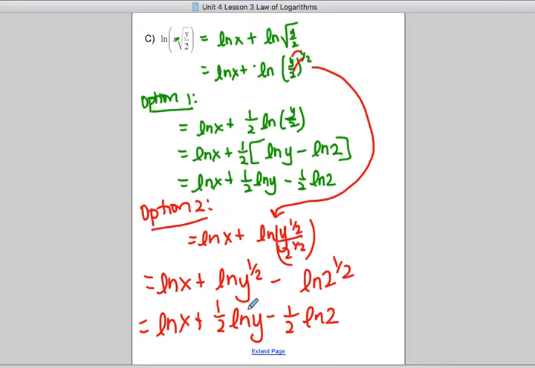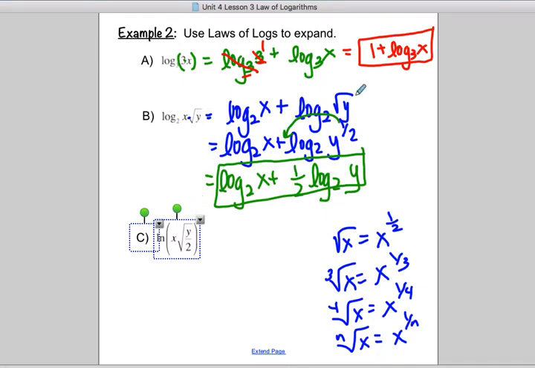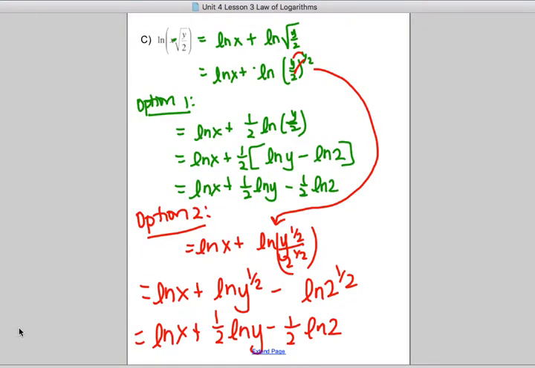Do you need to show as many steps as me? Probably not. You might need to show a few. Some people might automatically, especially on these easier ones, not need to rewrite this. You could just say, oh, I know this is 1/2, so you can write 1/2 in front. Sometimes some of you are going to get really good at it and just be able to expand it all in one step. So either way you want to think about it, they both work.